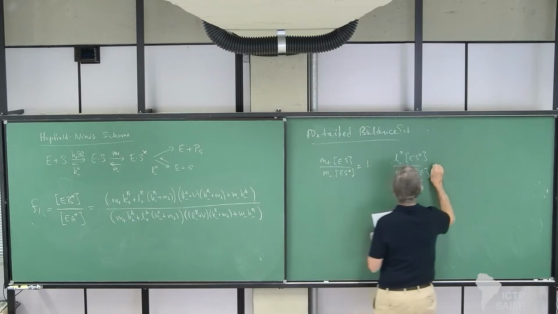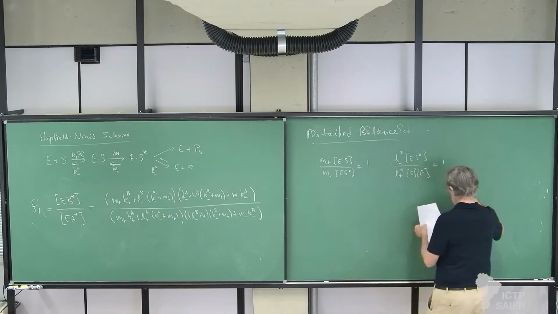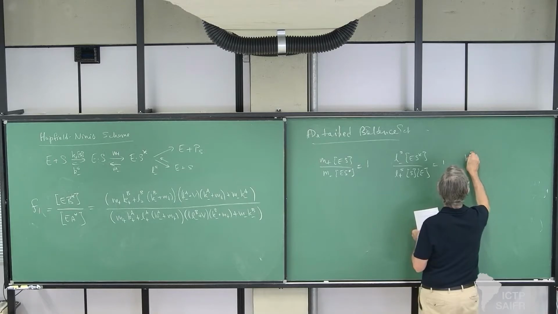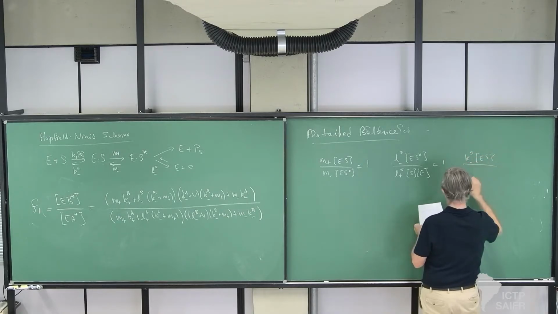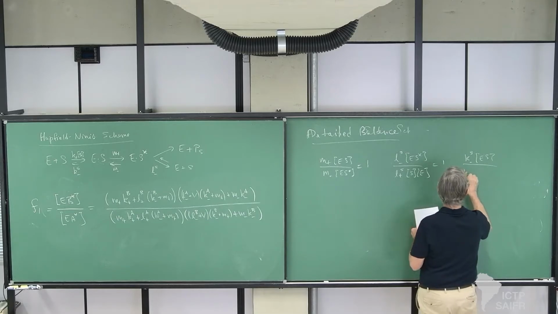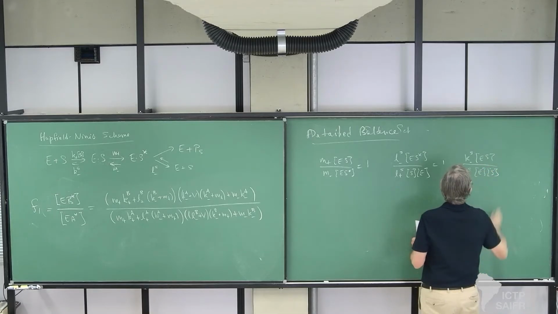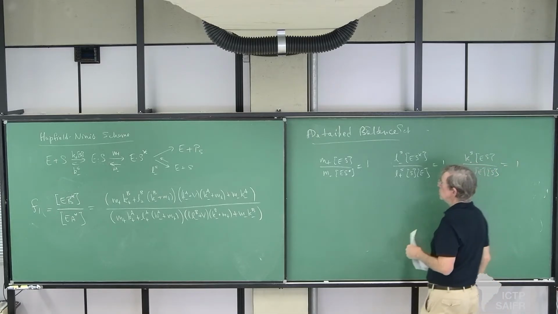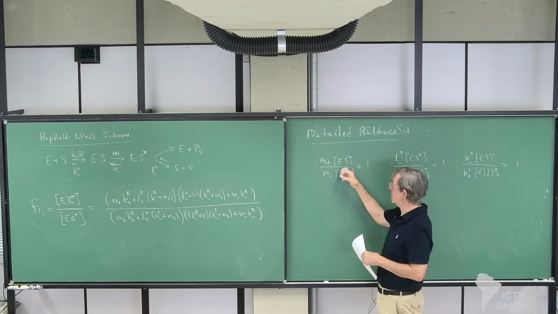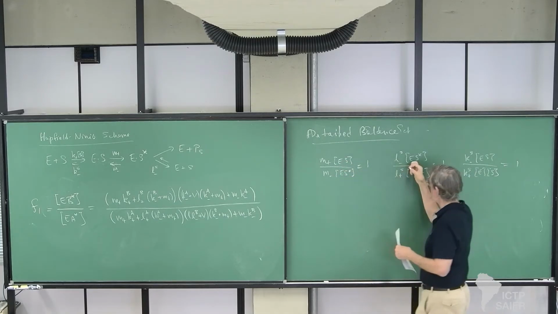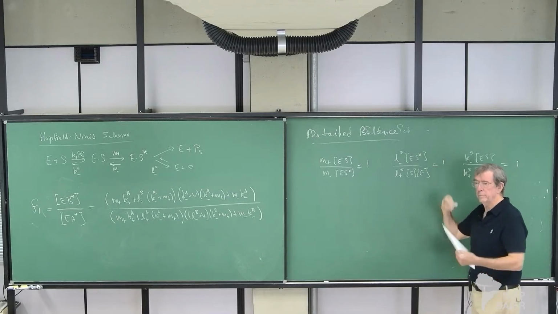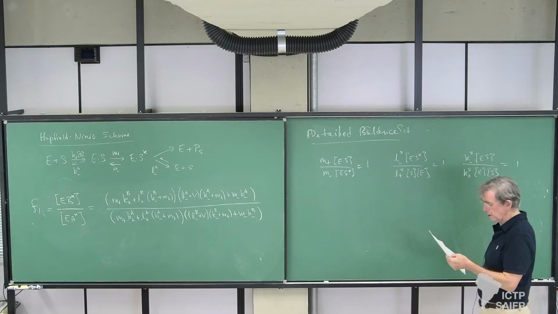And then that's got to be 1. And similarly, K minus S times ES divided by K plus S, E times S. That's got to be equal to 1. So what is this telling me? It involves these concentrations of the enzymes and the bound enzyme complex.